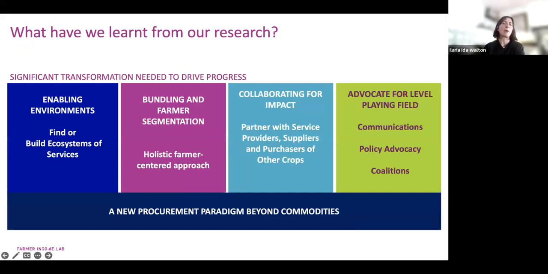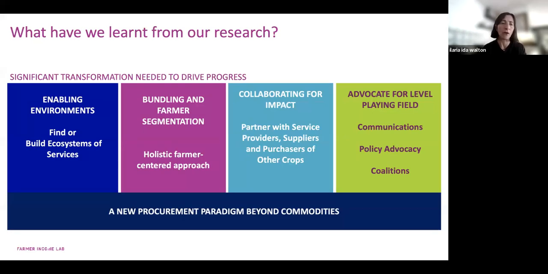So what have we learned from our research? So what works? In essence, and I reiterate what Yuka was saying in her slides earlier on, there is no one-size-fits-all solution. There is a real need for significant transformation to drive progress on living income. And there is no one single actor that can do it all. However, there are a couple of things that we've learned through research that I think are worth reflecting on.